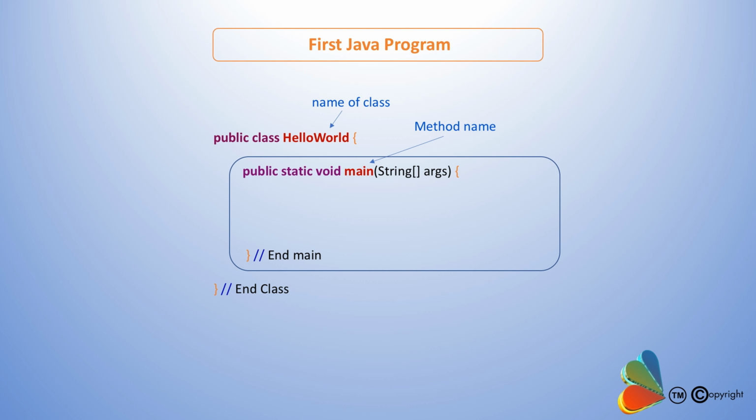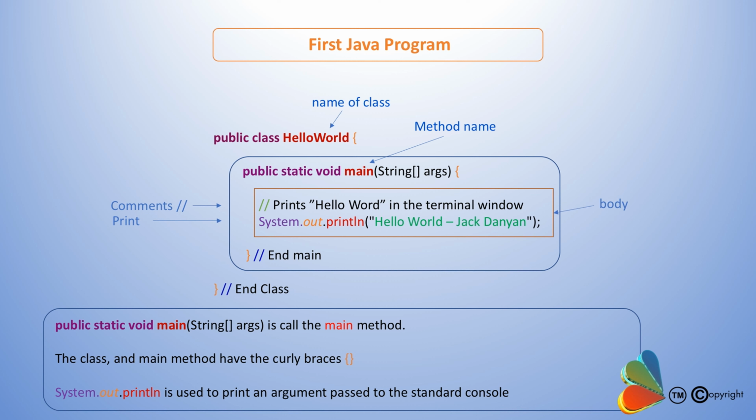Inside your class, the main method gets created. Public static void main String args is called the main method. The class and the main method have the curly braces. Println is a method to print a line of text to the screen. Println is used to print an argument passed to the standard console. I pass my parameter, Hello World, into the println.